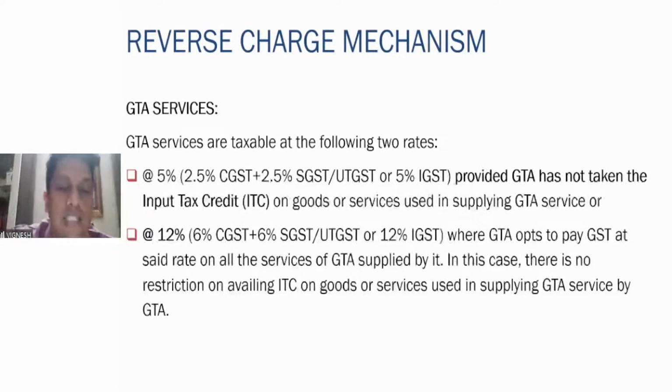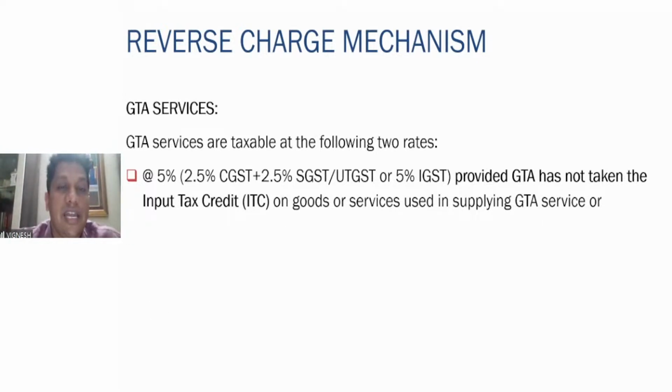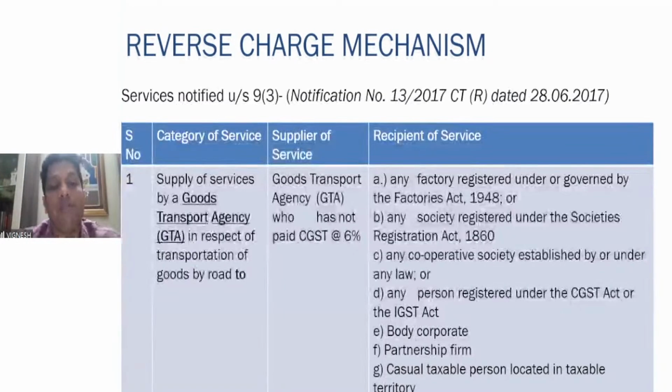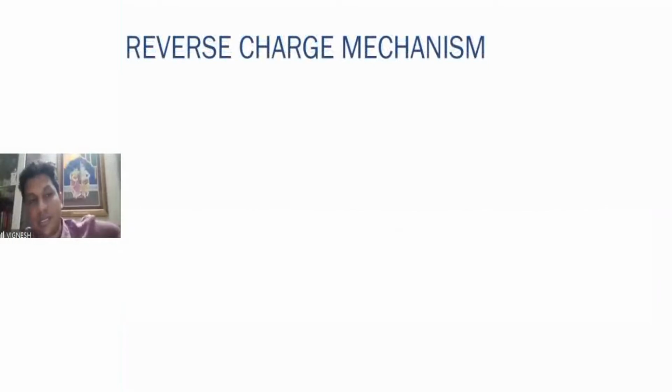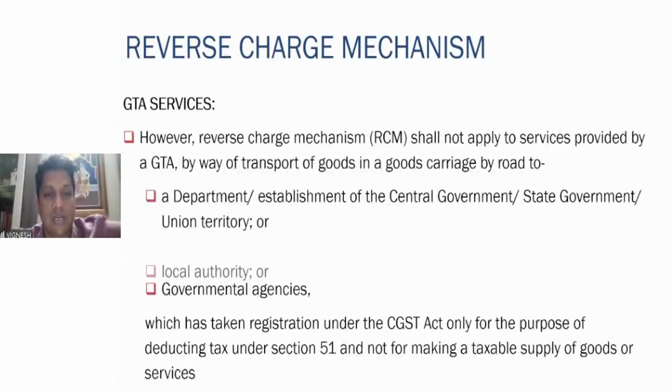If the goods transport agency opts for 12%, then in that particular situation, this reverse charge will not apply. It will come only if the GTA does not take the option to pay at 12%. That is the condition which is given: GTA who has not paid CGST at the rate of 6%. Right? I hope it's clear.